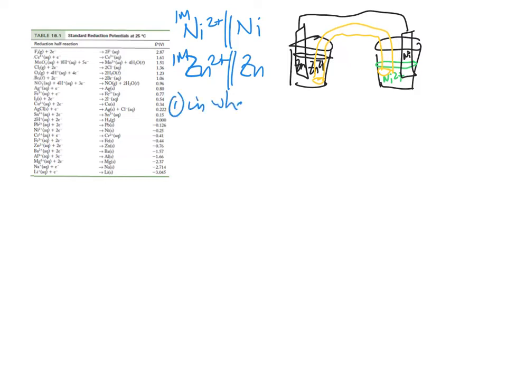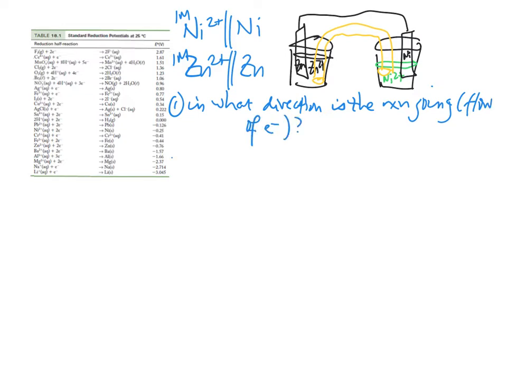In what direction is the reaction going? In other words, we could also think about this as what is the direction of flow of electrons? The second question would be what is the reaction? And the third thing is how powerful is it? What kind of voltage is this thing going to generate? And we can answer all those things from this chart.